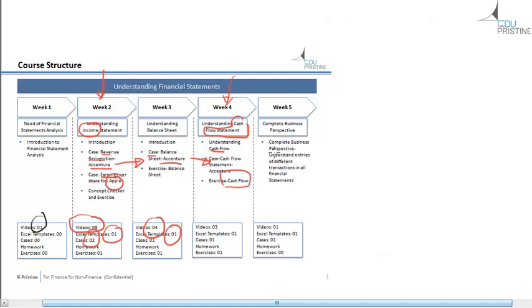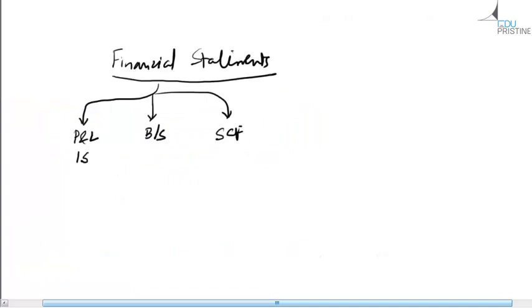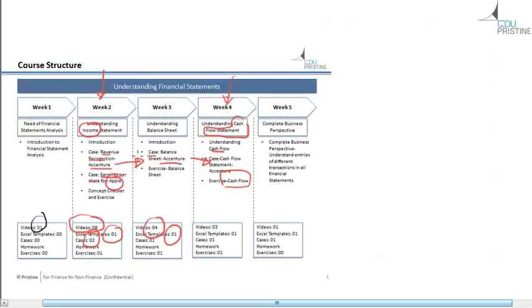And then none of these financial statements exist in silo. We will try to collate them together, put them together in perspective, and understand what all these three statements speak about. Is that okay? So we'll have a complete perspective, a complete business perspective, where we will put all the three statements together and then try to understand how each of the transactions that's actually happening in the actual world impacts these three statements.